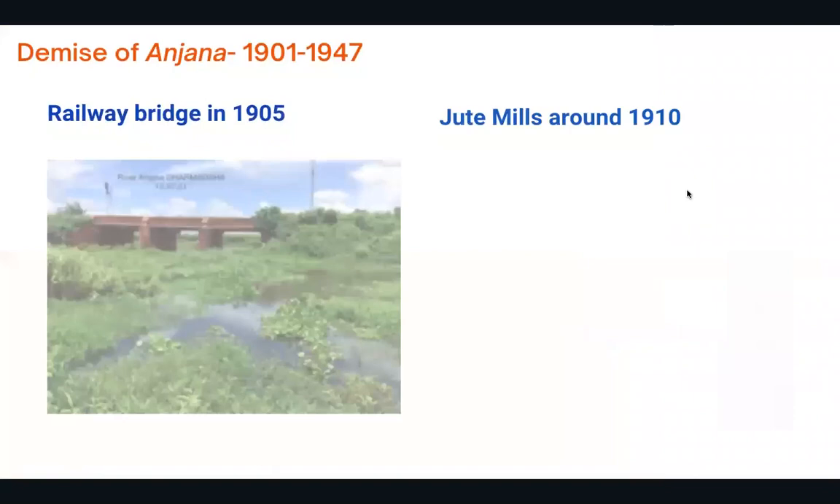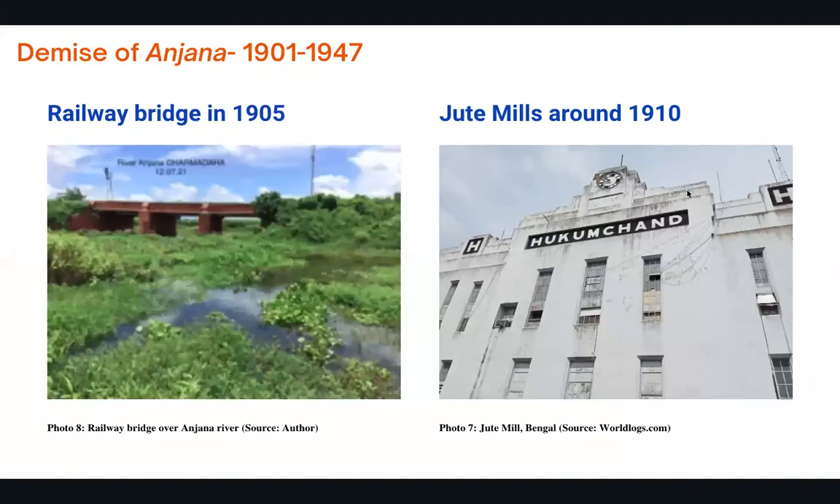In 1905, the railway bridge was introduced in the area, and this had a twofold implication. One is that people started to flee from this famine from a decade before, to neighboring areas where jute mills offered better employment opportunities. And secondly, physically, the railway bridge obstructed the flow of the water, which you can still see. This picture was taken last year. Because of the bridge, which was designed very poorly, it has managed to completely stop the flow of the river.